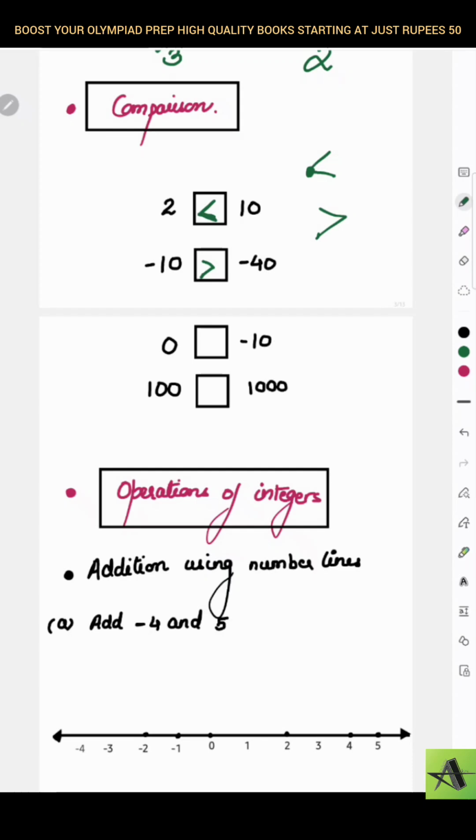0 and minus 10: obviously 0 is on the right-hand side and minus 10 is on the left-hand side, so it would be like this. And 100 and 1000, it's very obvious that 100 is the smaller one.